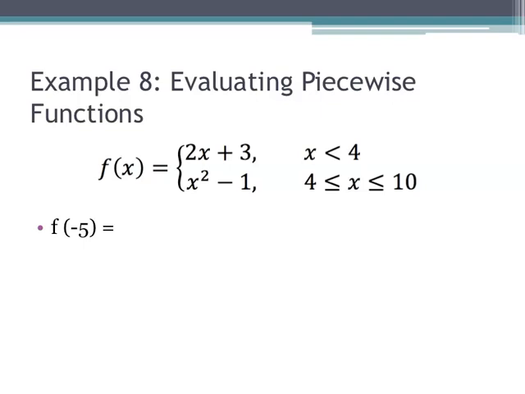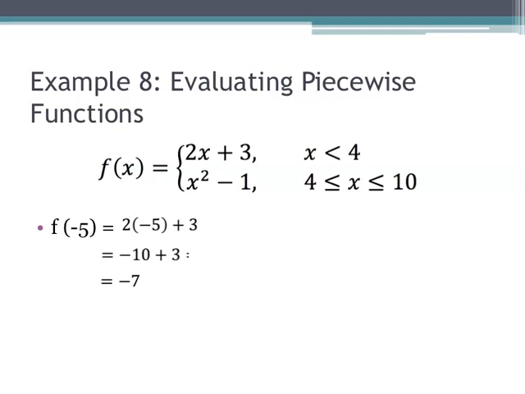So let's determine which piece of the function this belongs to. Well, negative 5 is less than 4, so that tells me that this belongs with the first piece. So I'm going to plug the negative 5 into the 2x plus 3. So 2 times negative 5 plus 3. That's going to be negative 10 plus 3, which is equal to negative 7.